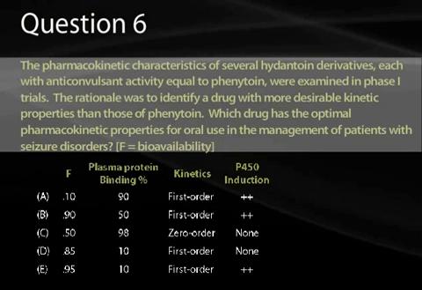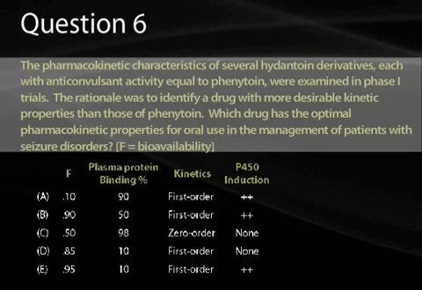If this medication is to be given orally, what would you like the bioavailability to be? Would you like it to be high, or would you like it to be low? More effective drugs, drugs that work quickly, have a higher bioavailability. Therefore, you would not want a medication with a 10% bioavailability. You'd like 90% or 85%, 95%. So we can rule out answer number A.